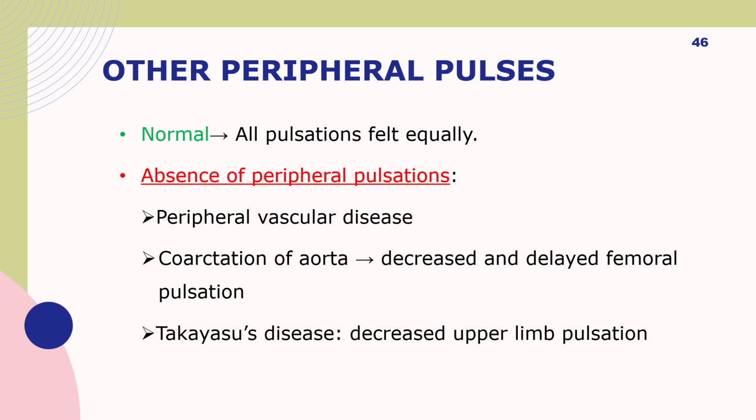Absence or asymmetry in peripheral pulses may signal vascular pathology like peripheral vascular disease, Takayasu arteritis, or aortic conditions like coarctation of aorta. Always compare both sides when examining peripheral pulses.